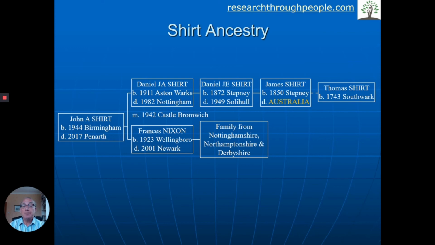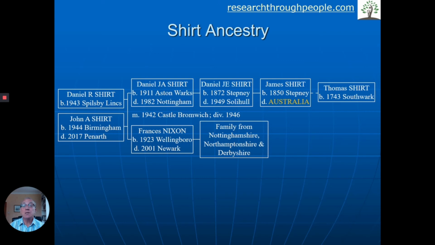Now, Daniel Shirt married Frances Nixon in 1942. Unfortunately, after the war, they had two children, two sons, Daniel and John. After the war, they divorced. And one of the sons went with the father, and one of the sons went with the mother. And there'd been virtually no contact since.